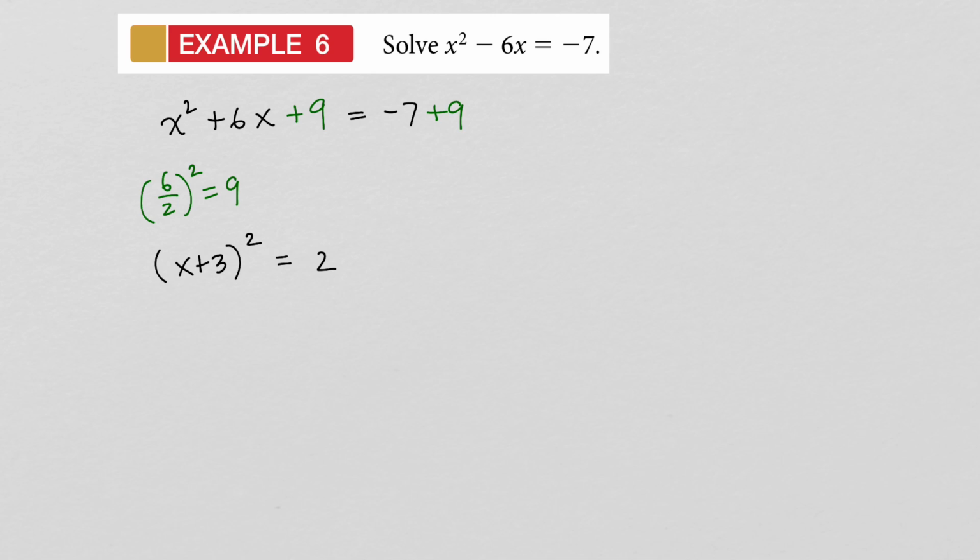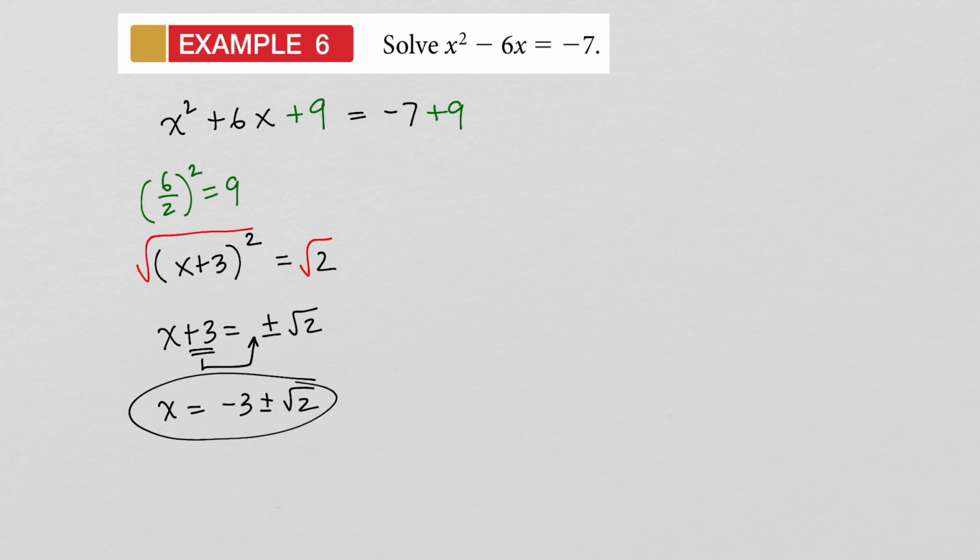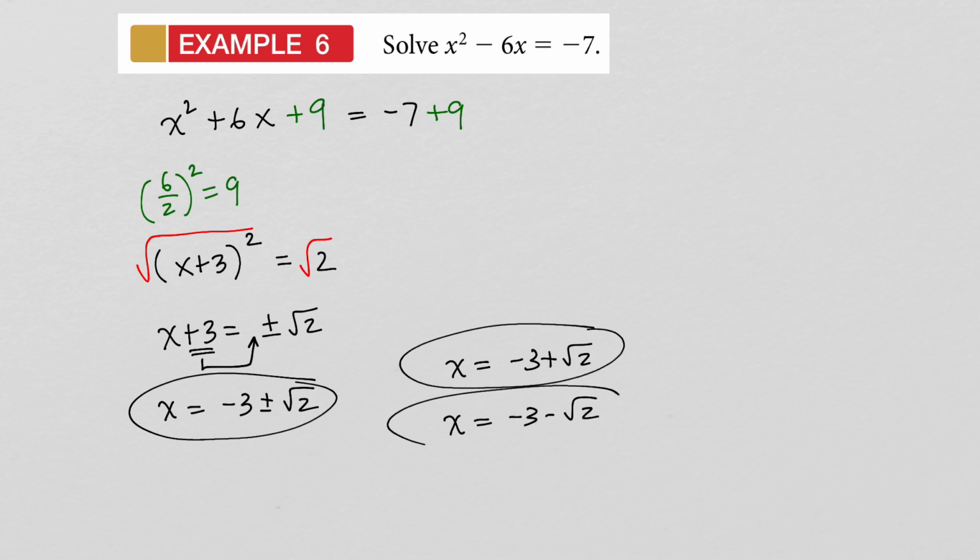And on the right-hand side, we have 2. And then next, we would take the square root of both sides. And that would give us x plus 3 is equal to plus or minus the square root of 2. And the final step is we're going to subtract 3 to the other side, which would give us two answers. And we can write our answers like this, or we could say x equals negative 3 plus radical 2, and x equals negative 3 minus radical 2. Okay? So we could use completing the square.